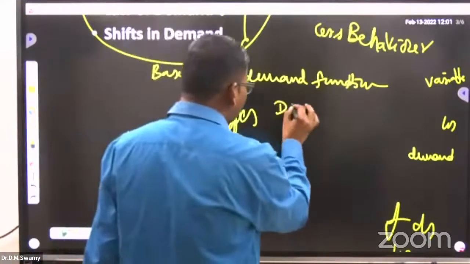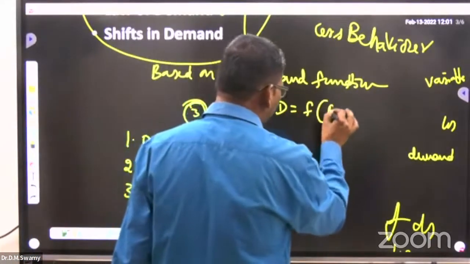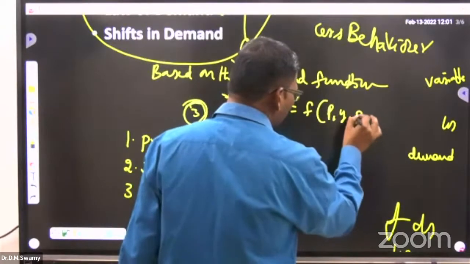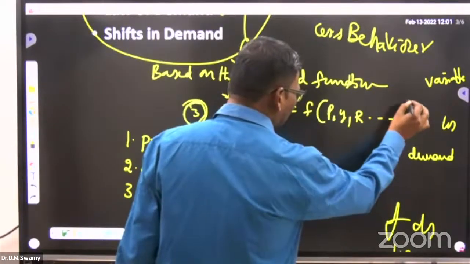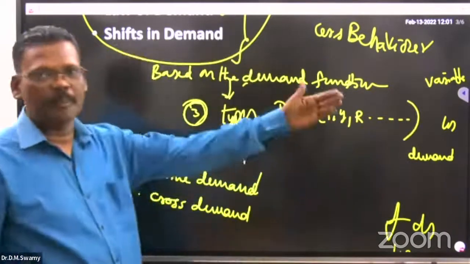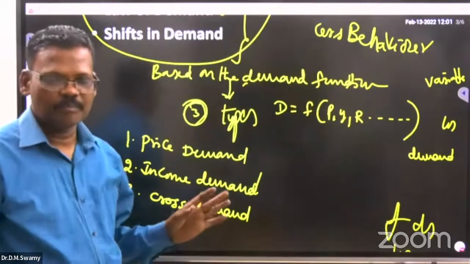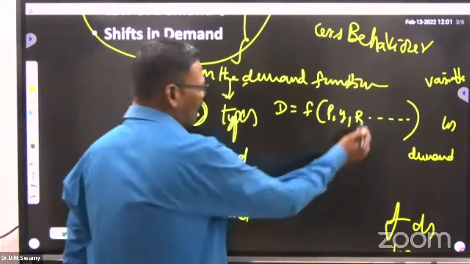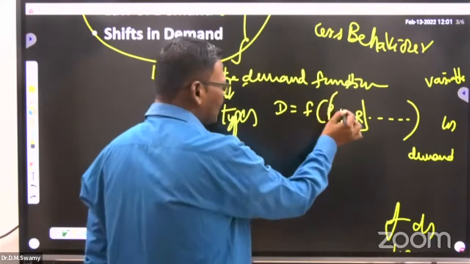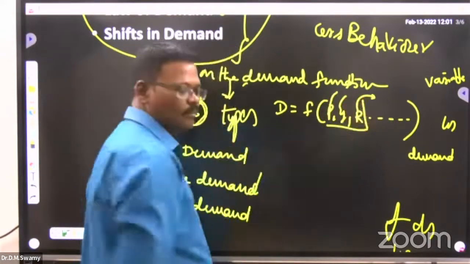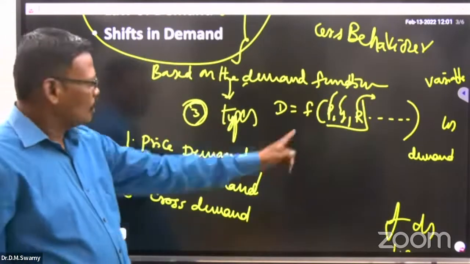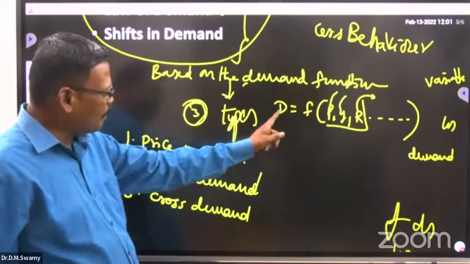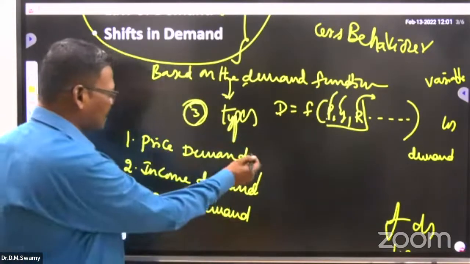Demand is a function of price, income, related goods, and so on, like taste, preference, time, place, everything. But among them, these three are more important: price, income, related goods. If we explain the relationship between demand and price, it is called price demand.